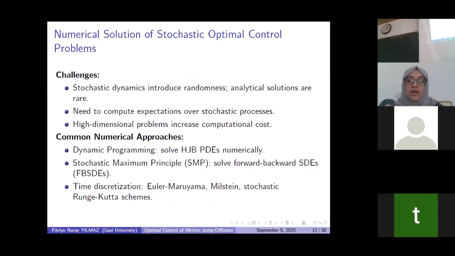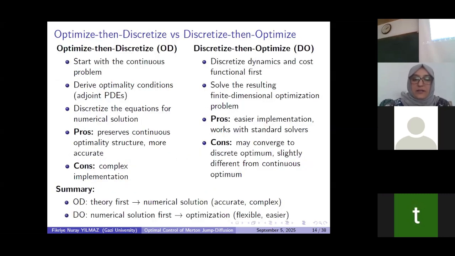So, as we all know, analytical solutions of a complicated ordinary differential equation is not easy, but a stochastic case is much more difficult. When we also consider a stochastic control case, it is very difficult to find analytical solutions of such problems, so we are interested in numerical solutions. To solve an optimal control problem numerically, we have two directions. One of them is optimize, then discretize, and the other one is discretize and optimize.